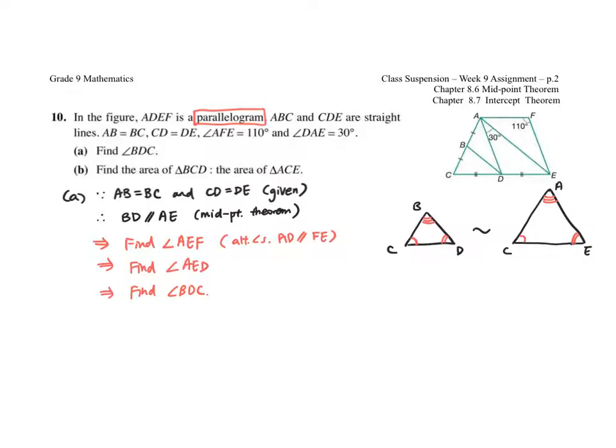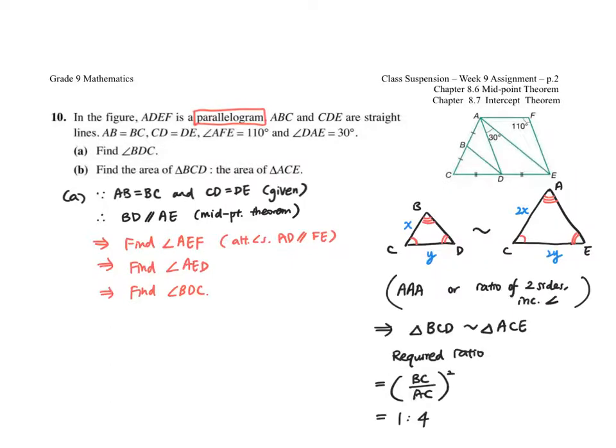For method 2, you can make use of the ratio of two sides and included angle, because originally you already have AC equals 2BC, CE equals 2CD. Also, you have the common angle. It means you have the ratio of two sides and included angle. So you try to present it in your own way. After you prove the similarity of the triangles, then you can say the required ratio is the length ratio squared. Remember, for the final answer, don't write in fraction form, you should write in ratio form.